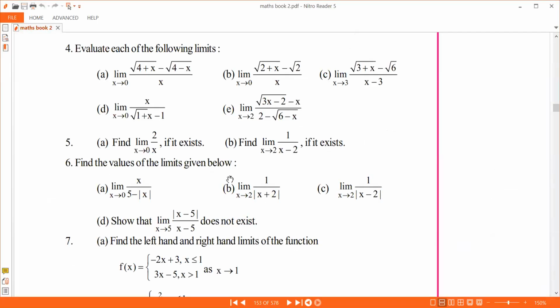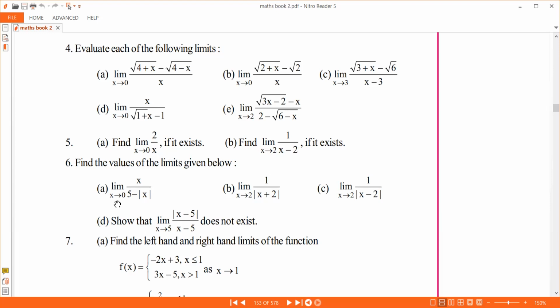So you had to practice the quadratics too here. Now the next one is: find the limit as x tends to 0 of 2 by x, if it exists. So these are not defined limits, so it's infinity. This is also of the same kind. Don't worry much about this kind of limit. Fifth, A and B: find the limits for the given expressions below.